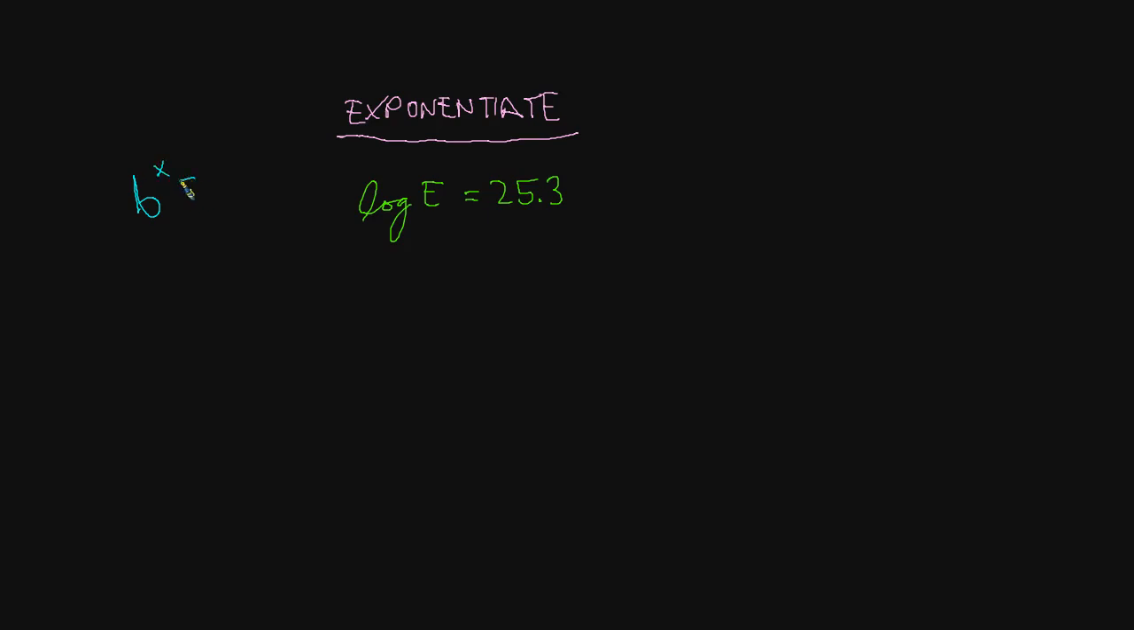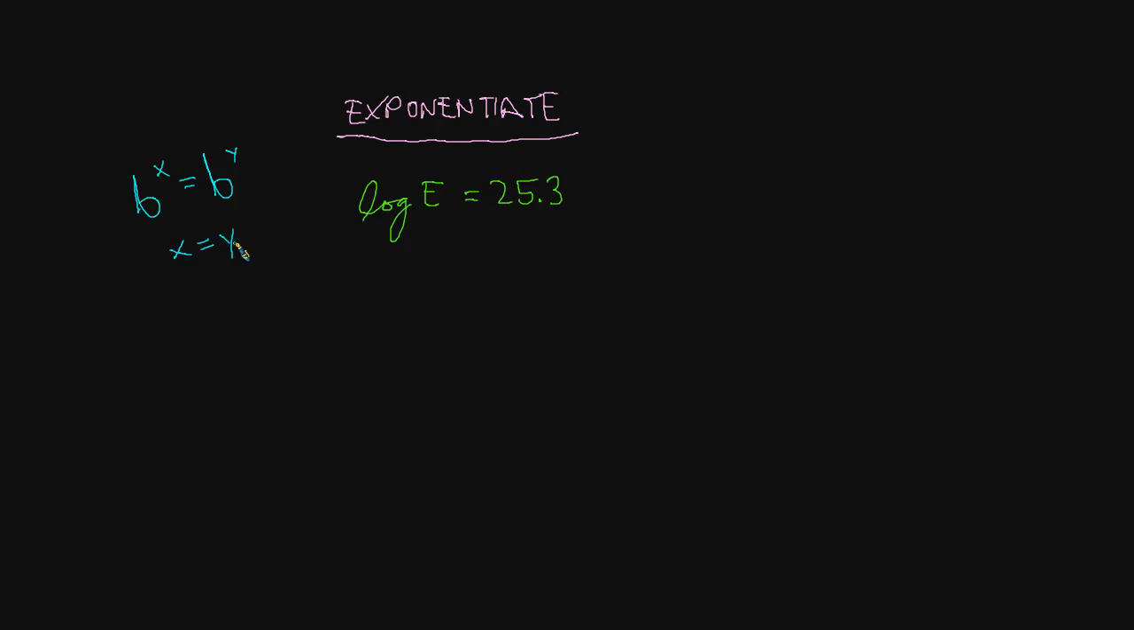If I have some base b raised to the power of x, and it's equal to another base b raised to the power of y, then when I have two powers that are equal and the bases are the same, the exponents must be equal. In other words, x must equal y. We've used this before to solve exponential equations. If we have this equal to this, we get this equals this.